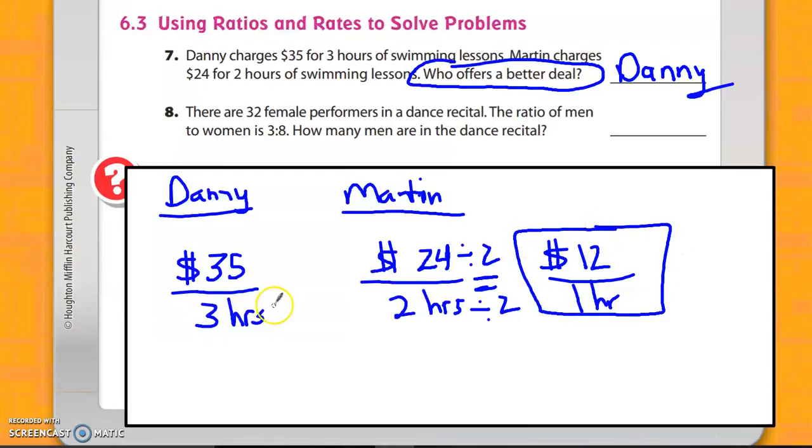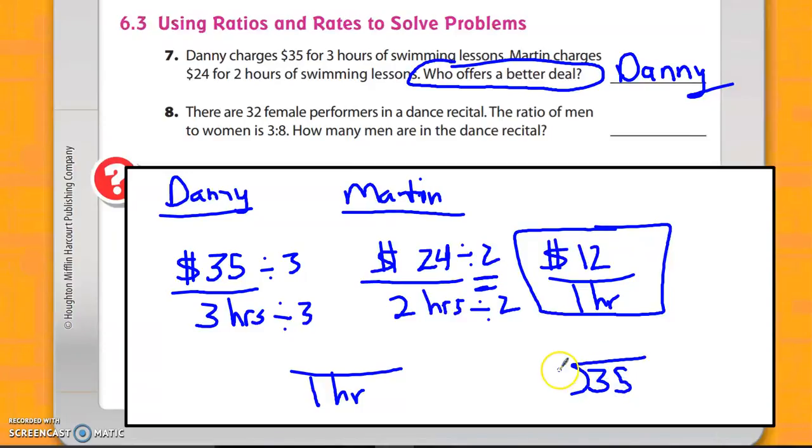To get Danny down to 1 hour, you'd have to divide by 3. 3 hours divided by 3 is 1 hour. And 35 divided by 3 is not a whole number. Check this out. I'm going to do it down here. 3 goes into 35. 3 goes into 3 once. And I'm out of room. I almost want to just start over and think of it this way.